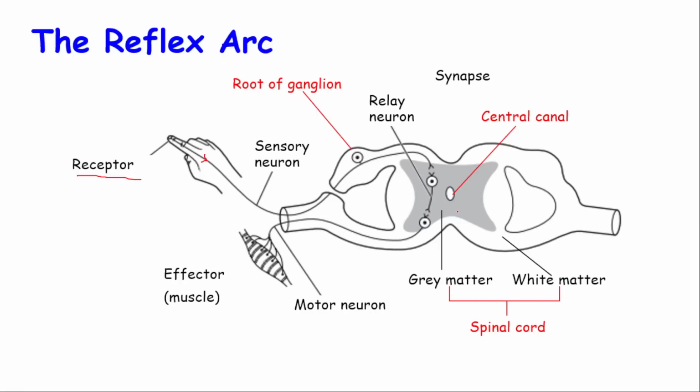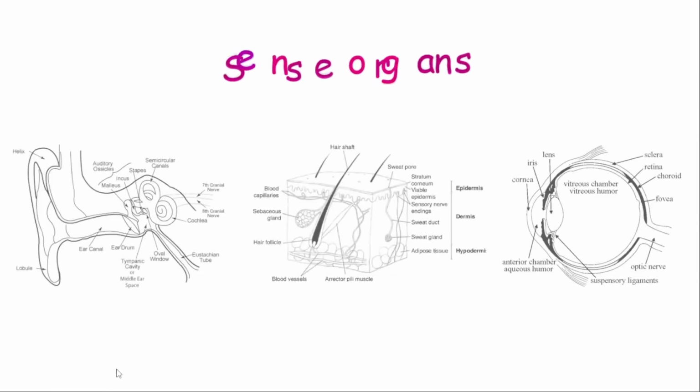All right. And of course, you have a gray matter. And the central point within the gray matter right here, we call it central canal. And then the gray matter and the white matter make up the spinal cord. All right. So again, you need to know just how it works.